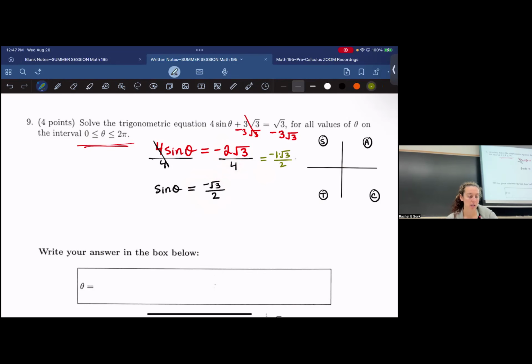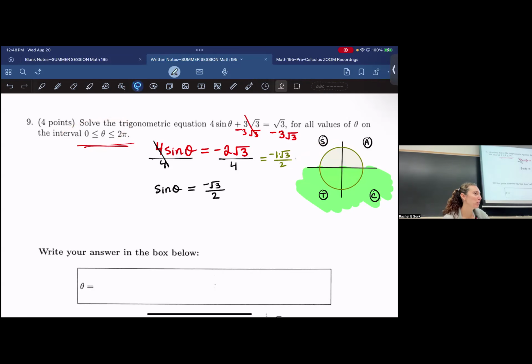Back to this, All Students Take Calculus. Our sine is negative. So the two quadrants we're really honing in on are those below our x-axis, 3 and 4. Those are the only areas where sine is negative. And again, we're only thinking about one full revolution around a circle, so we're going to end up with only two solutions.